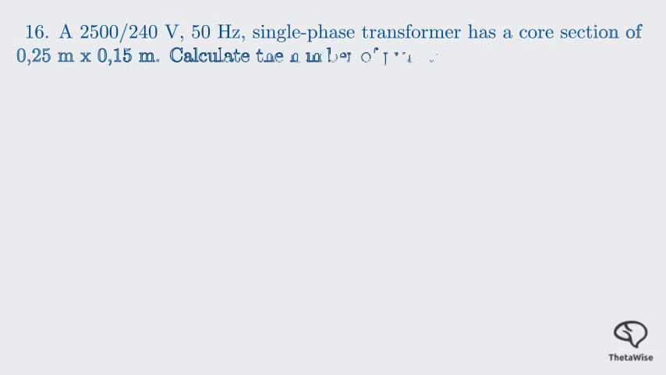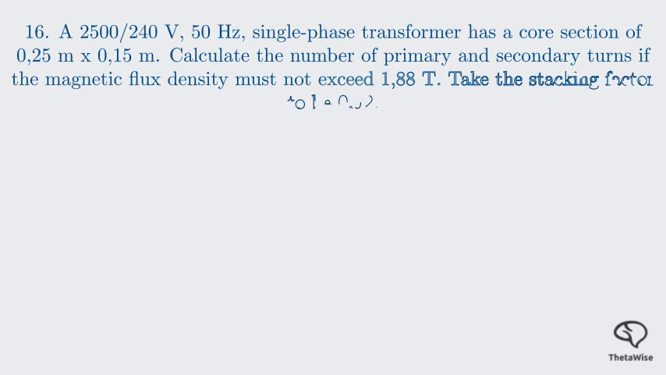Excellent. We've covered the key theoretical concepts. Now let's tackle the calculations. Question 16 involves calculating the number of turns for both the primary and secondary windings.